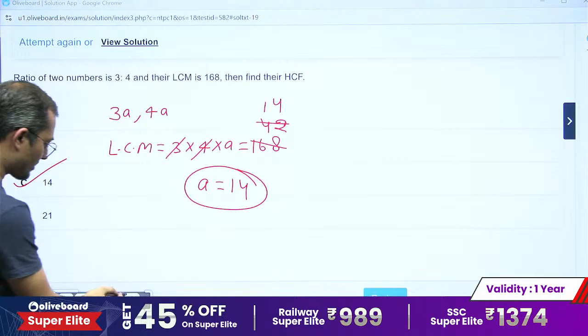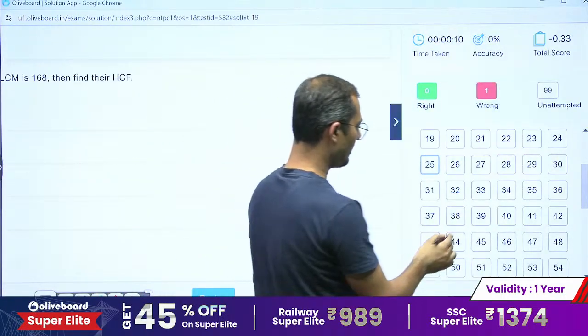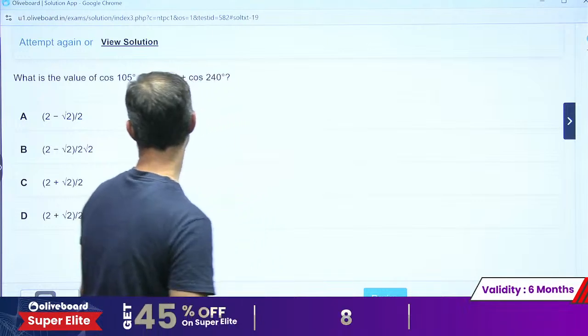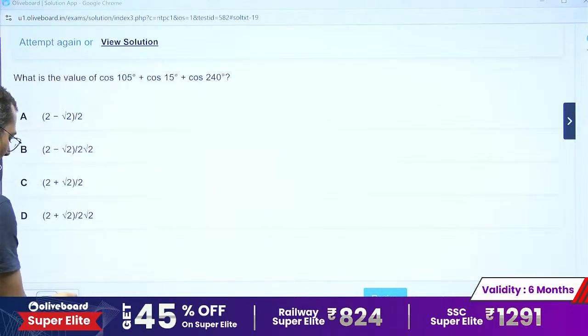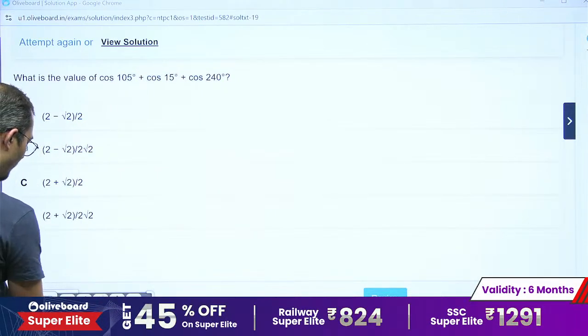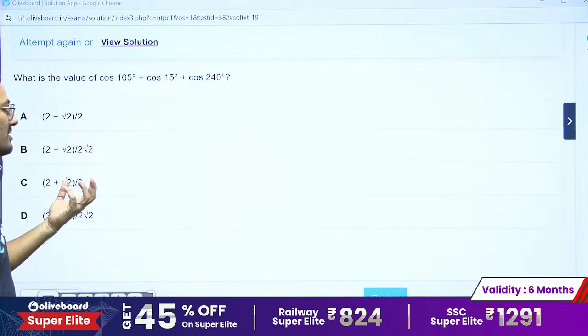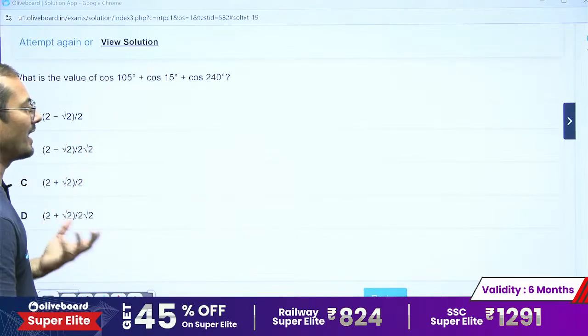So moving to next question. Tell me what is the answer of this question. Question number 26. Again, very good question. See how we can solve this. So we can solve this by many ways, right? It depends on our skill and knowledge.